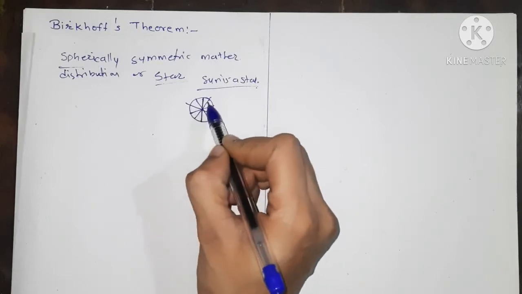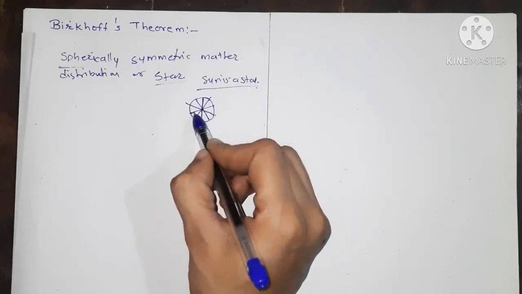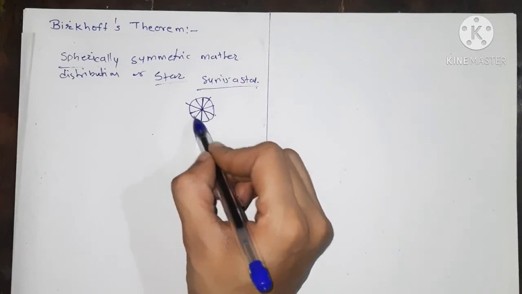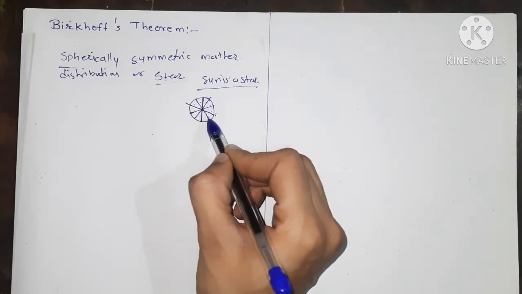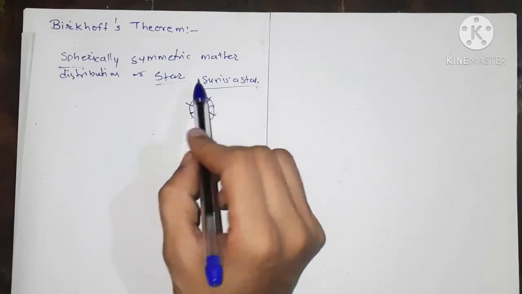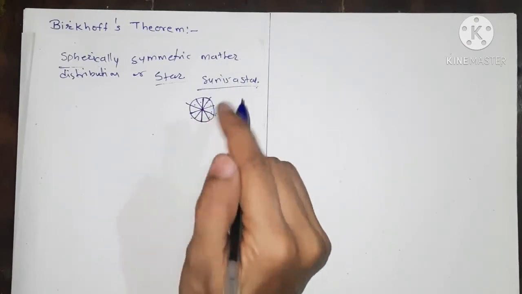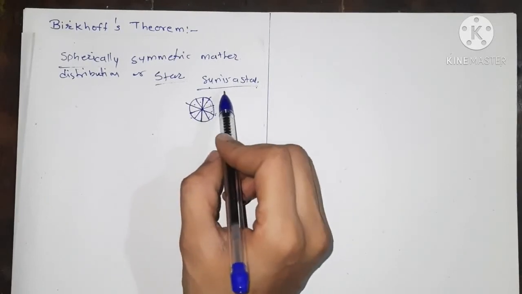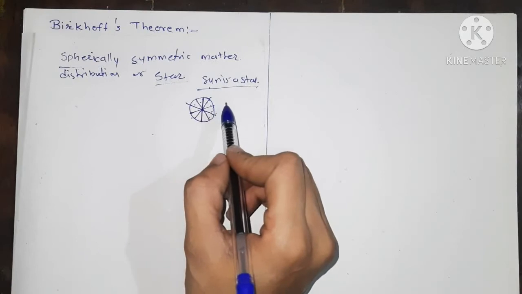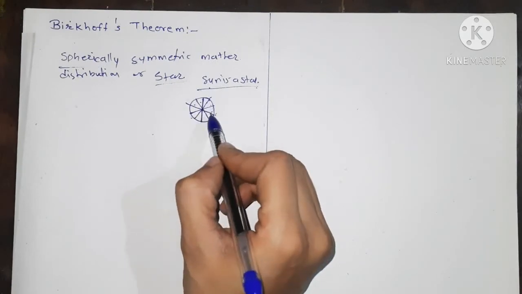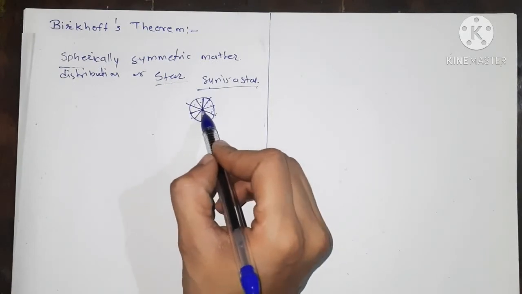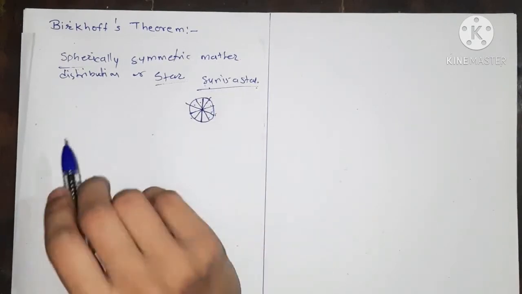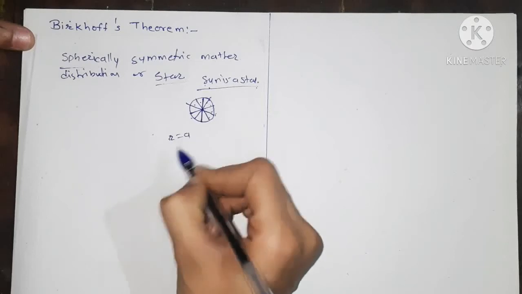All the parts are symmetric parts of the sphere. Therefore we say that this is a spherically symmetric body, and the sun is a sphere, therefore the sun is a spherically symmetric body. The sun has some radius, because every sphere has a radius, and we suppose it is r equals a.